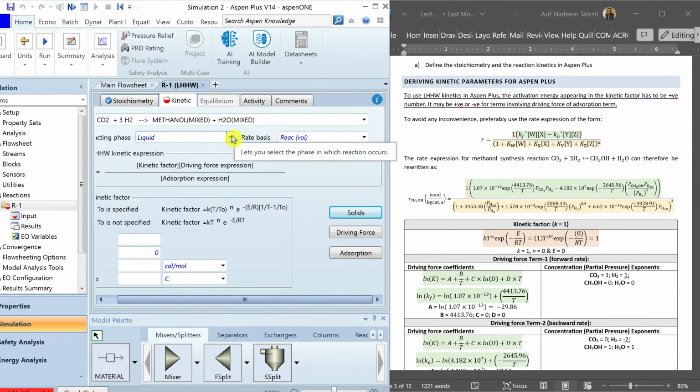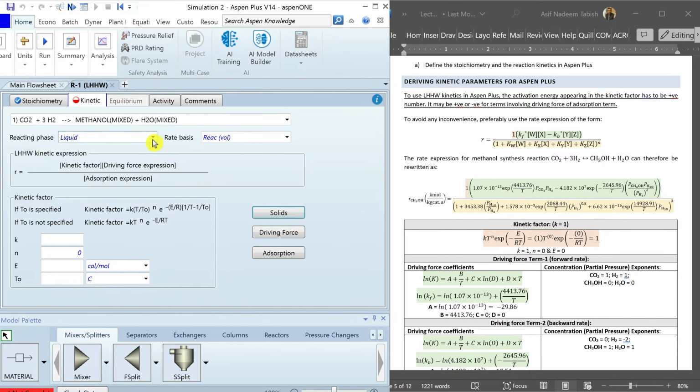It's a catalytic gas phase reaction. Let's close this navigation pane for better view. So the reacting phase is vapors. Rate basis is catalyst weight. Kinetic factor for the first reaction is calculated as K equal to 1, N equals 0 and E equals 0. So put K equals 1, N is defined as default, put E equals 0. So the first term as the kinetic factor is complete.